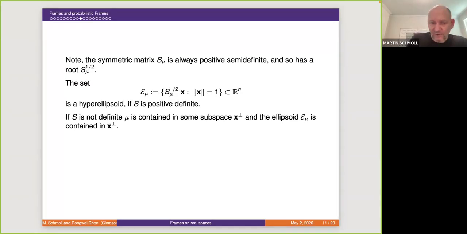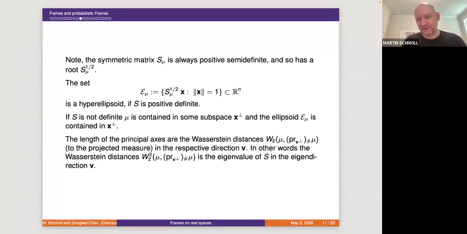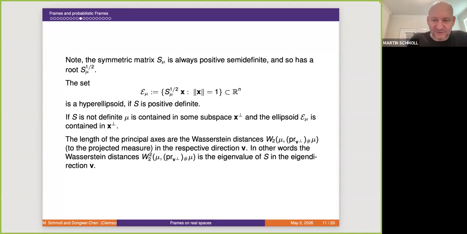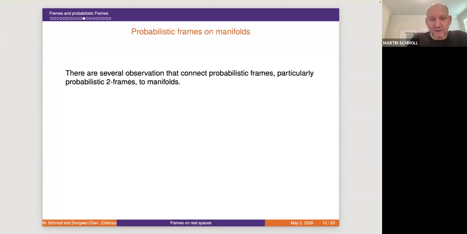So if S is not definite, mu is contained in some subspace, and then the ellipsoid is still there, but it would be contained in that subspace. So you can see a lot of things just by looking at that thing. Then you have principal axes of this ellipsoid, and they correspond to particular two-Wasserstein distances, in these eigendirections v.